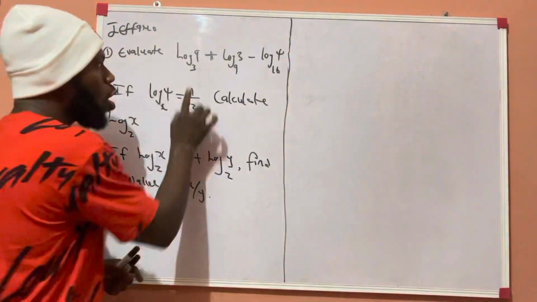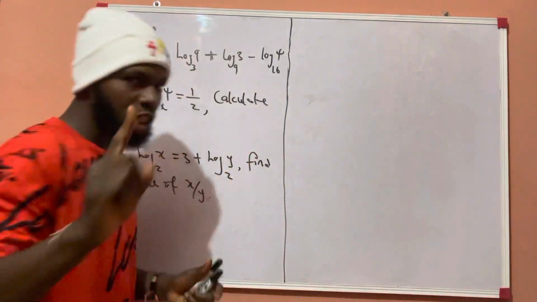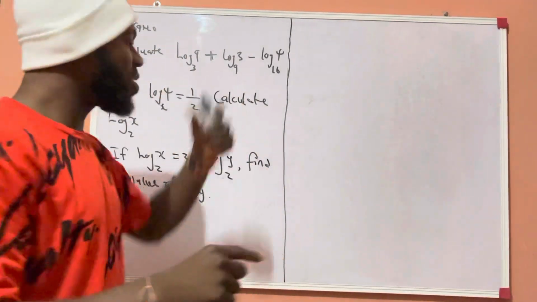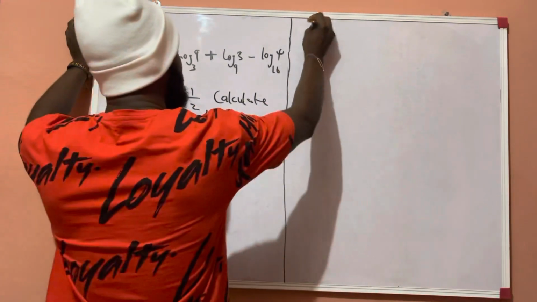Because there is no way in this case that plus can change to times or that minus can change to division, because the bases are different. Now, how do we go about it? Let's begin the class.